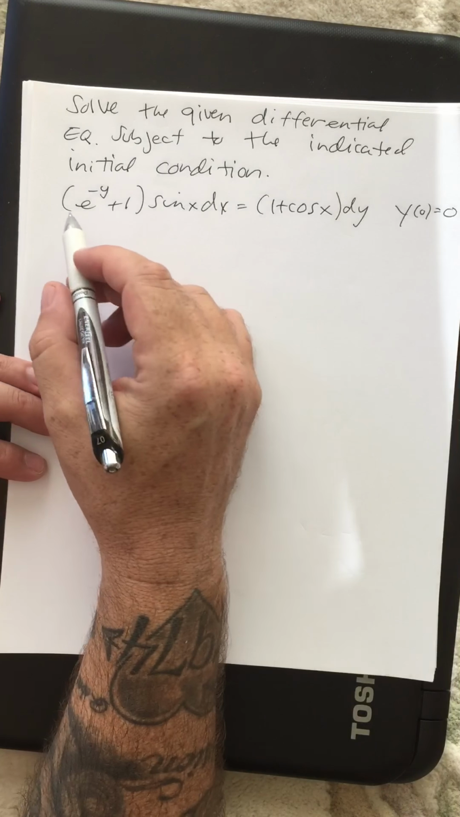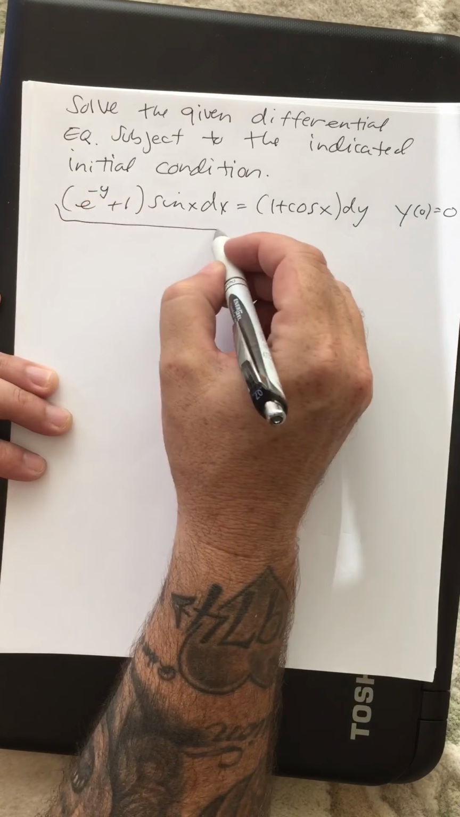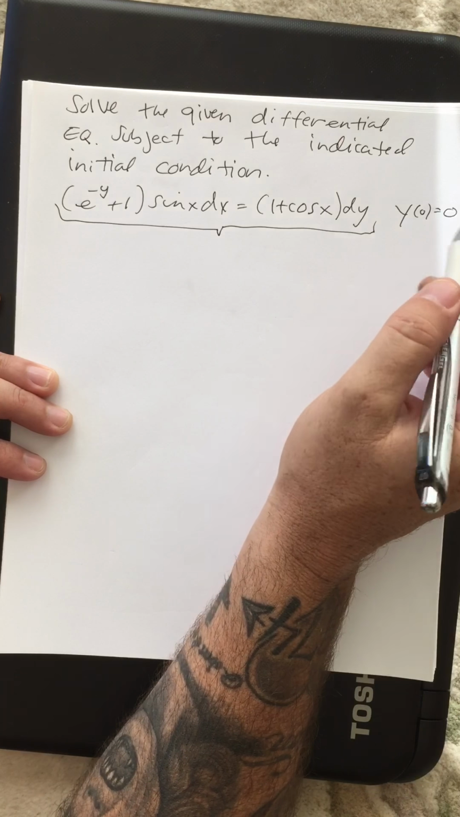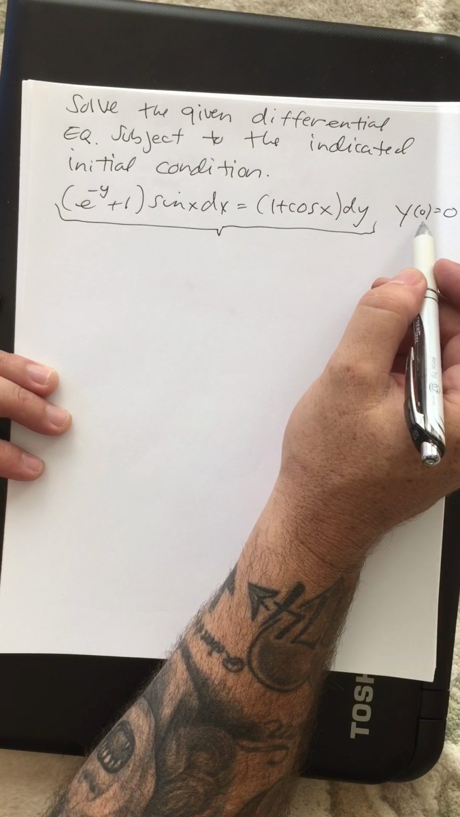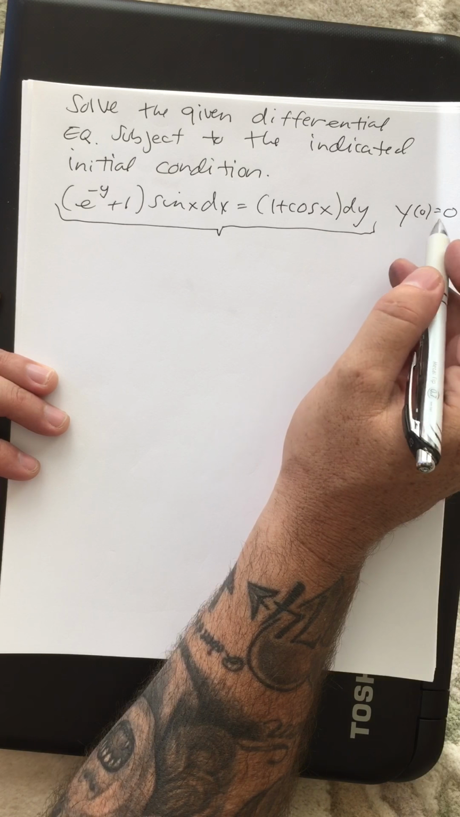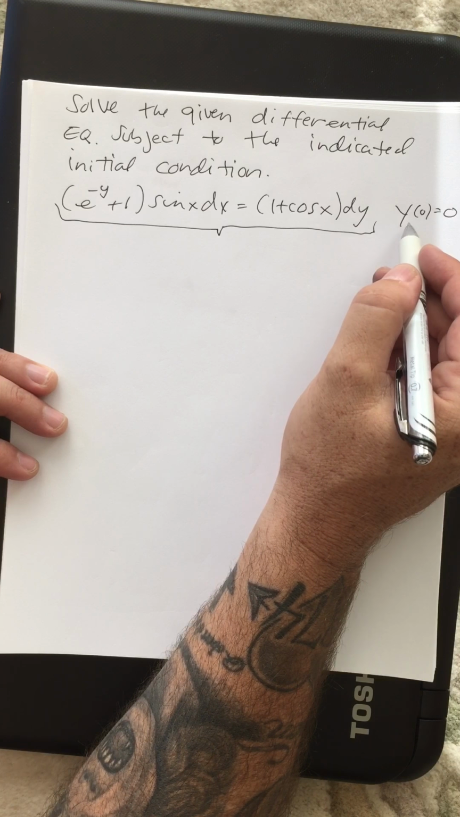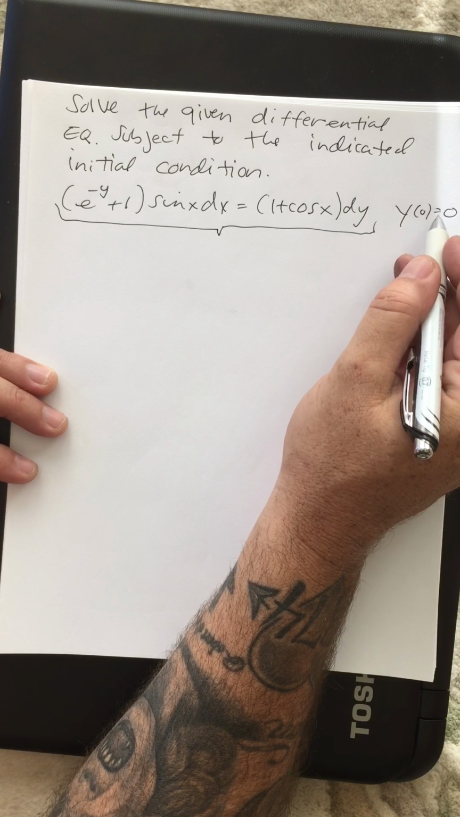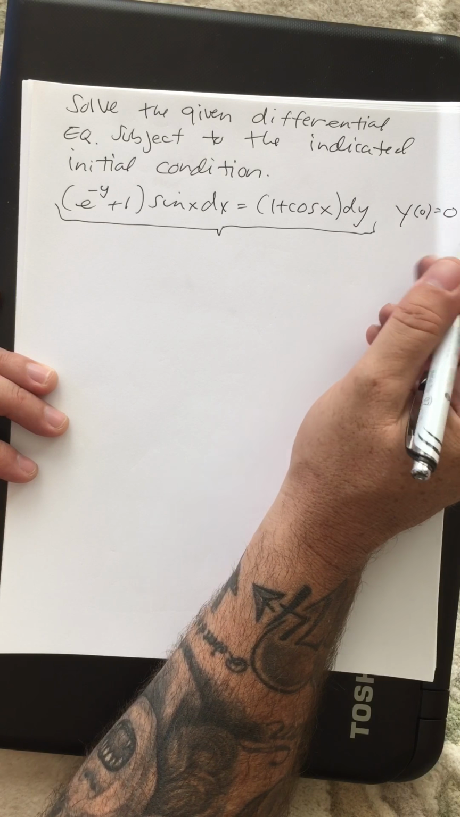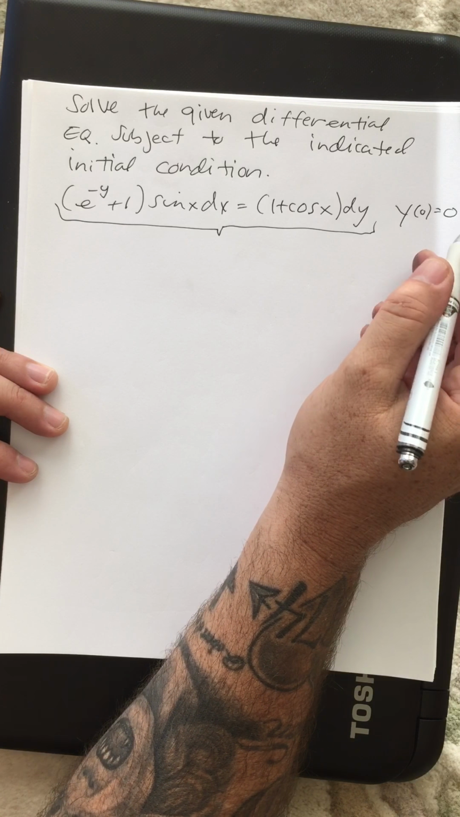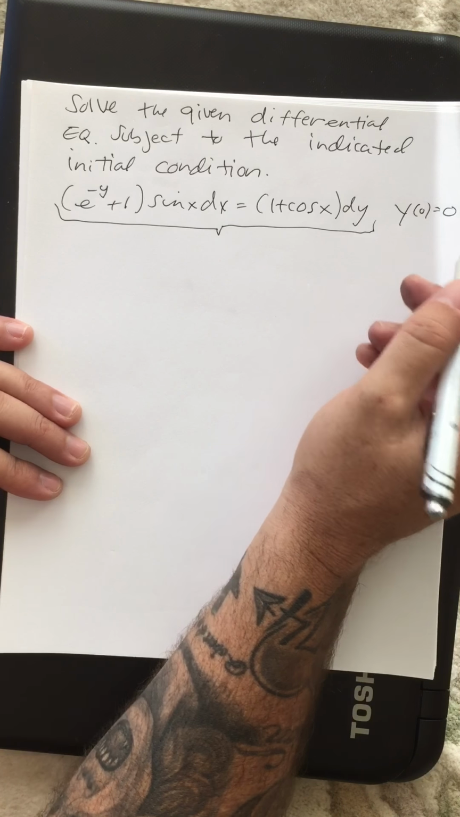So here's the question. Solve the given differential equation subject to the indicated initial condition. So all this right here is the differential equation, and it's subject to this condition, which means given x at 0, y as a function of x equals 0. That's the initial condition. So let's just move along here and see how it goes.